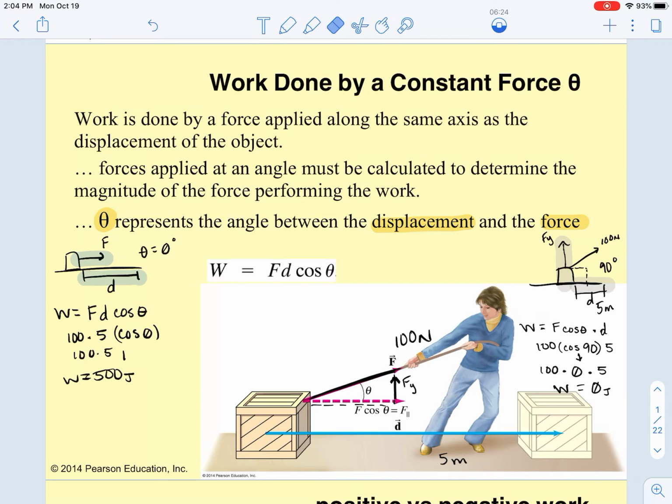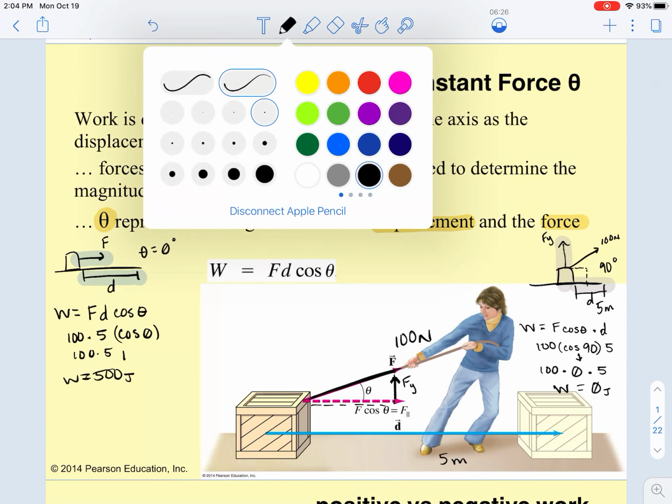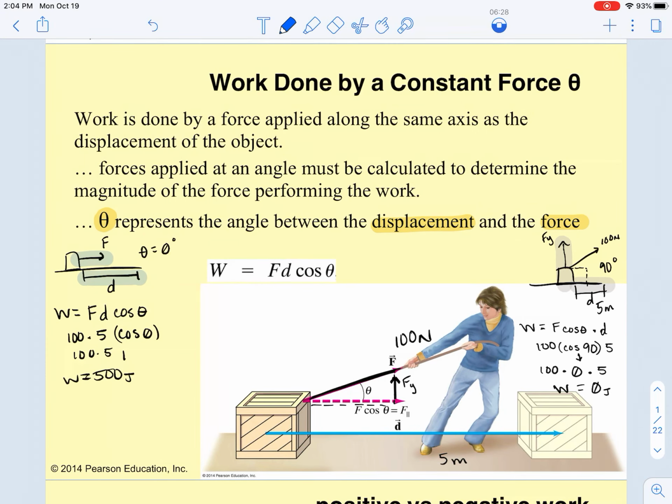So now let's calculate how much work does she do along that horizontal axis. So now we're going to say that our displacement is here along the x-axis, and that is going to be a value of 5 meters.